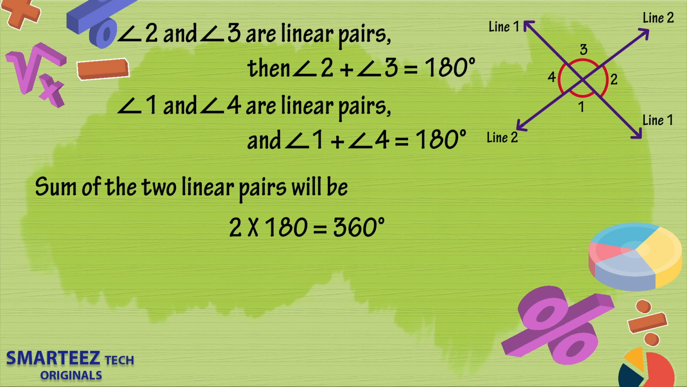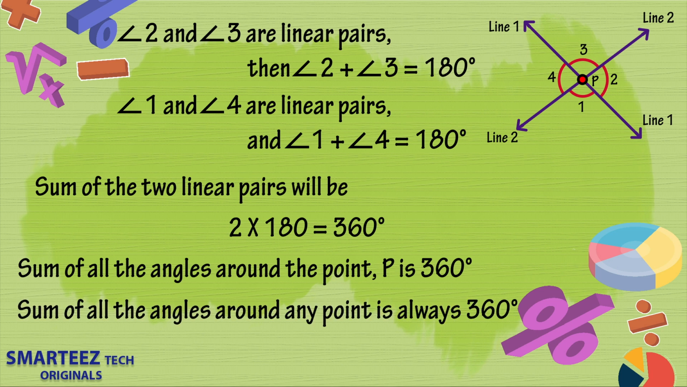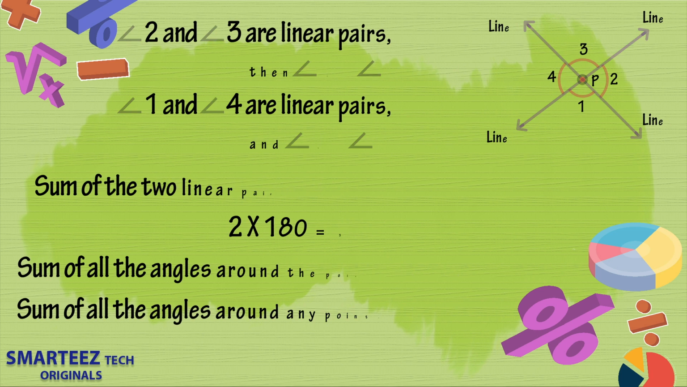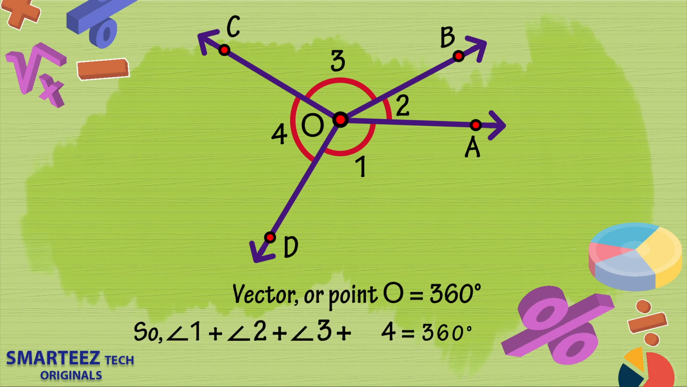We know there is a specific point at which the lines intersect. In our figure, we name the point as P. Sum of all the angles around point P is 360 degrees. In fact, sum of all the angles around any point is always 360 degrees. Take a look at the figure below. Four rays OA, OB, OC, and OD emanate from the point O. The sum of all the angles around point O equals 360 degrees. So angle 1 plus angle 2 plus angle 3 plus angle 4 equals 360 degrees.